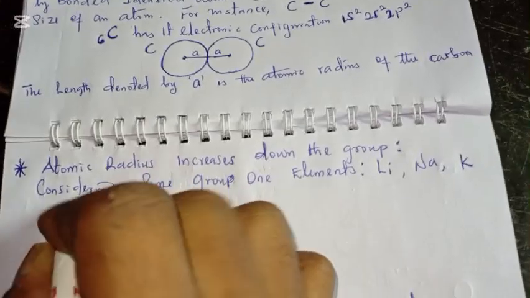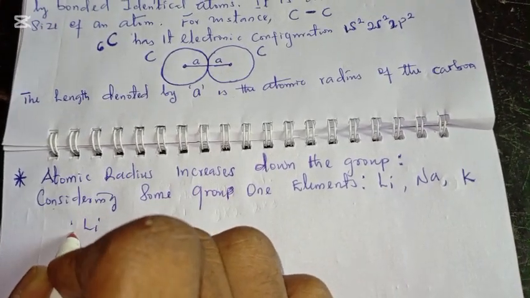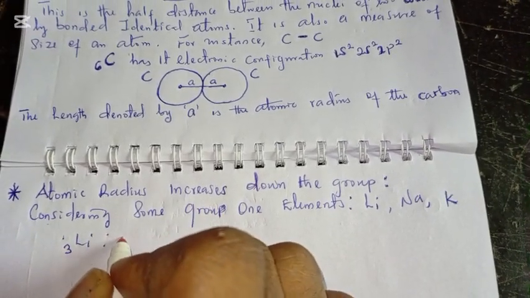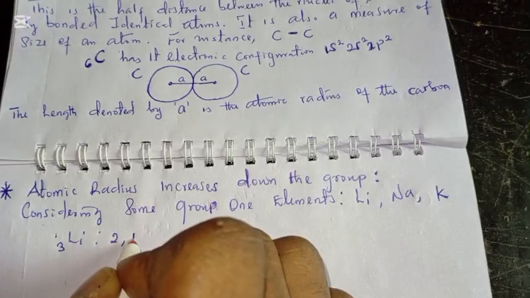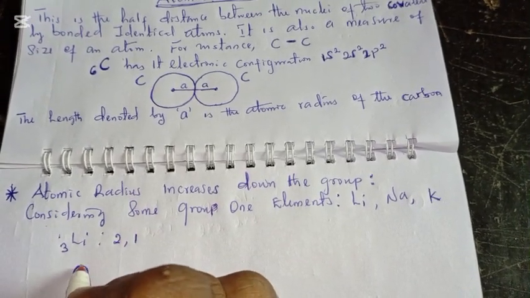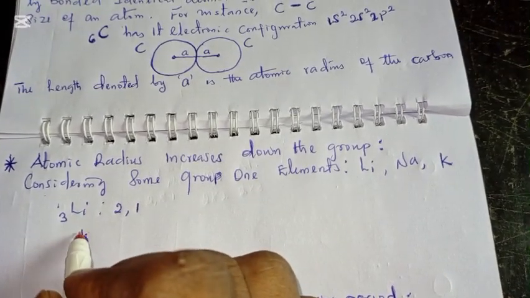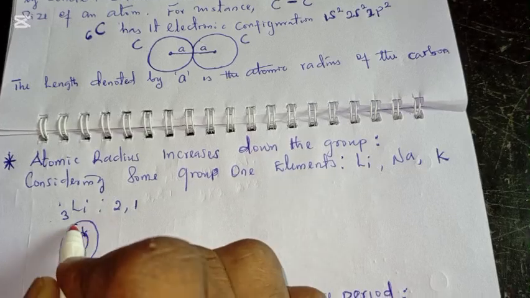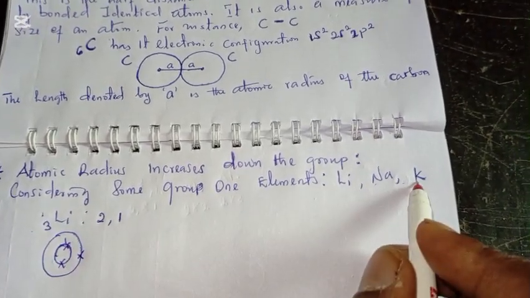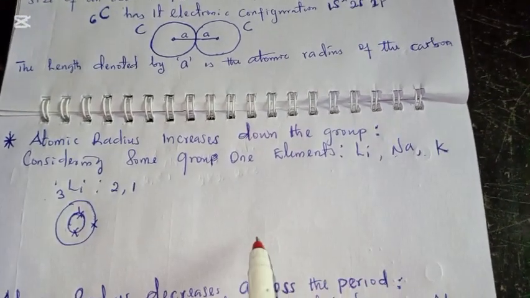Now we know that lithium has atomic number of what? Of 3. And the electronic configuration is what? 2, 1. Now let's draw the shell. In the first shell, which is the K shell, we are going to have 2 electrons, as you can see present here. And the last shell, which is the second shell, we are going to have only 1 electron. Let me draw the other 2 elements to actually see what happens when we compare the shells.